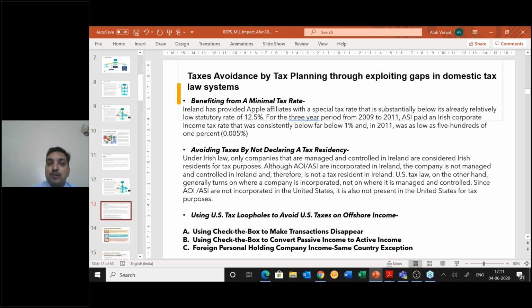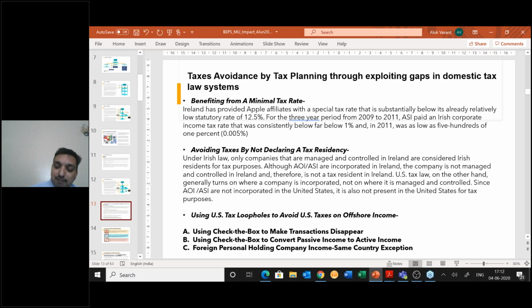And in this whole process, they avoided tax of billions of dollars by exploiting the gaps in the domestic tax law systems of the two countries. So in both the countries, they said we are not residents of that country, and therefore any income that I earn is not taxable in that country. So this was a perfect example where multinationals exploited the gaps in the domestic tax law system to avail a tax advantage.